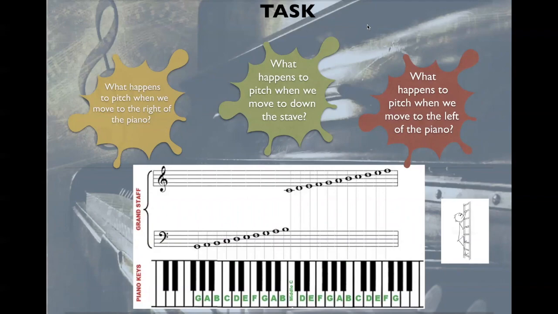Alrighty, so for the first one, what happens when we move to the right-hand side of the piano? Quite simple. The notes get higher. Higher in pitch, yeah? Second one, what happens to the pitch when we move down the stave? Once again, quite a simple one. The notes get lower. And then finally, what happens to the pitch when we move to the left of the piano? It's going to be the opposite, isn't it? Yeah, it's going to get lower.